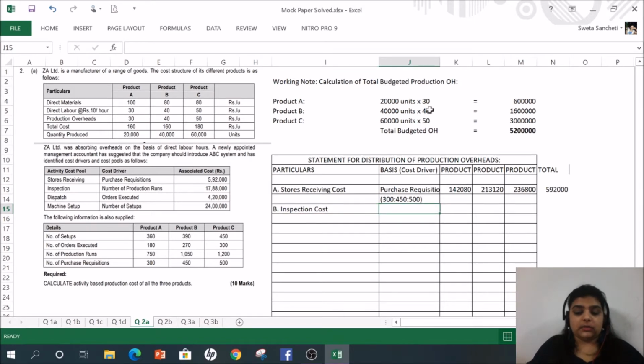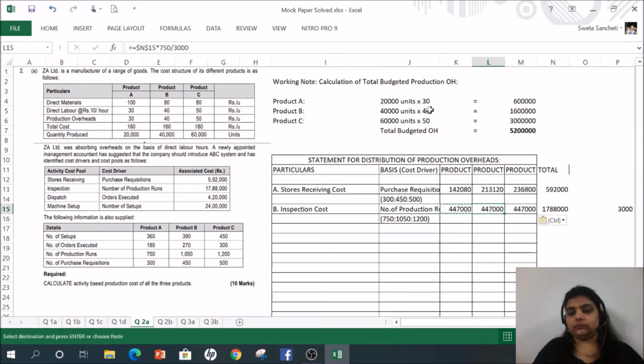Inspection cost is on the basis of number of production runs. And the ratio for production runs is 750 is to 1050 is to 1200. So the total cost is 17,88,000 and the distribution, if I do the total for this, it is 3,000. So total into 750 divided by 3,000.